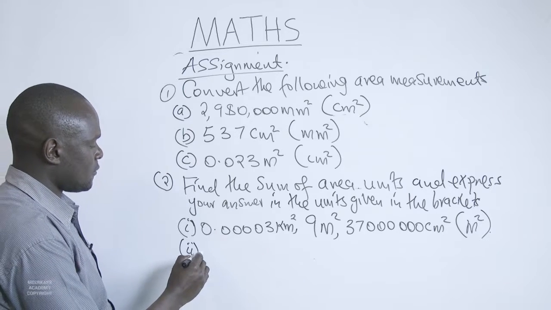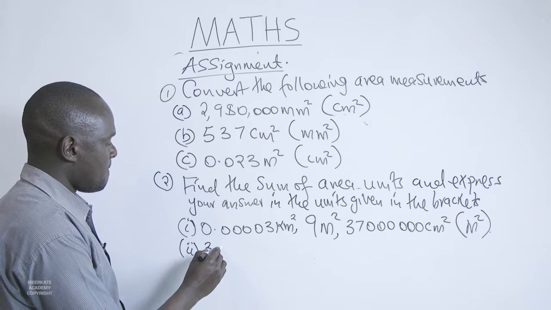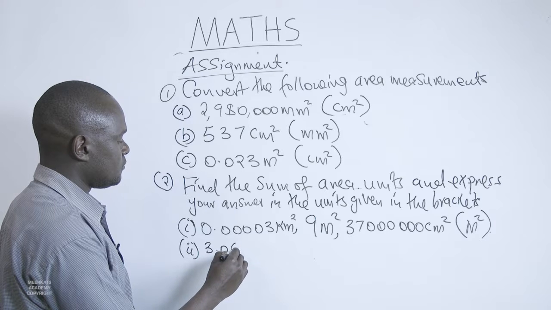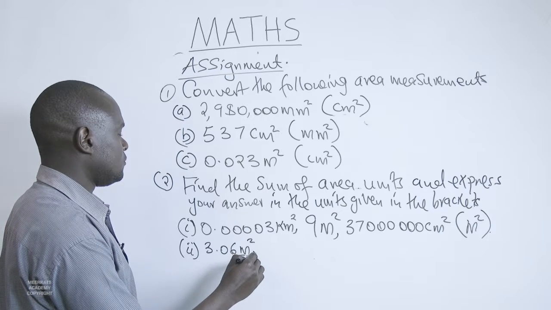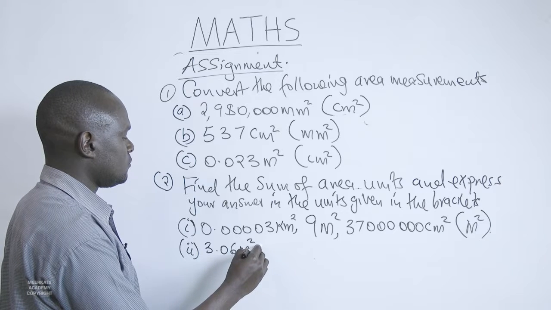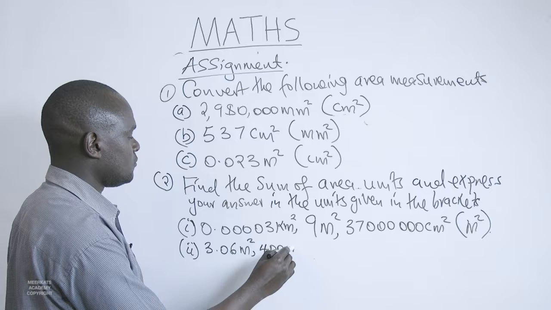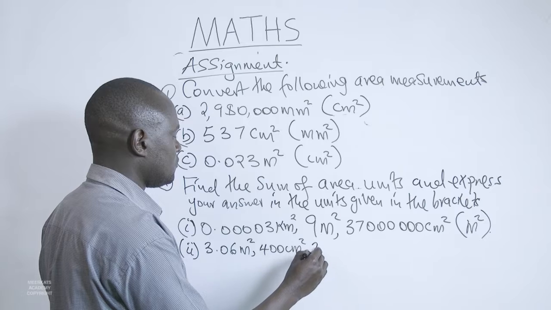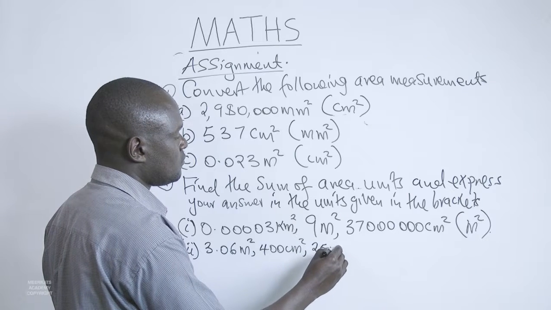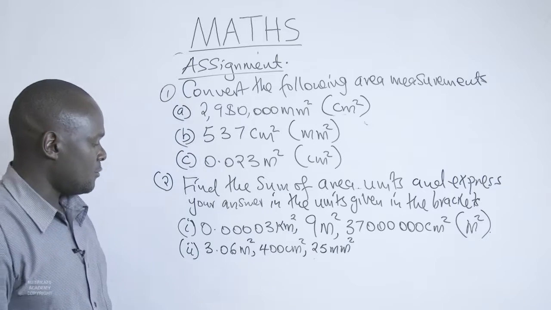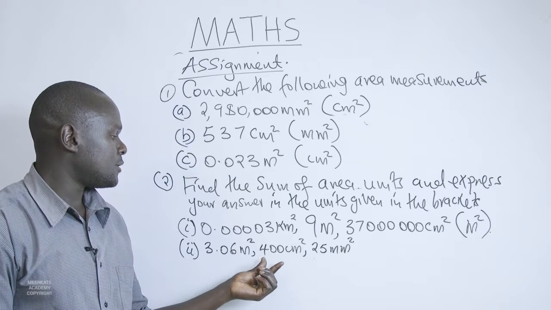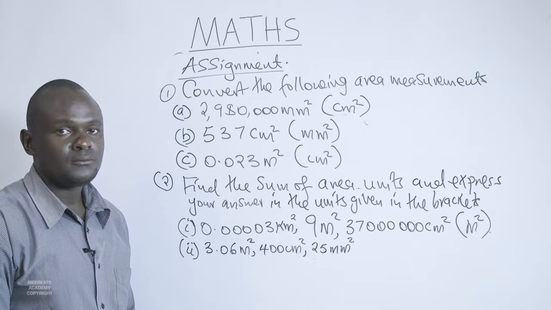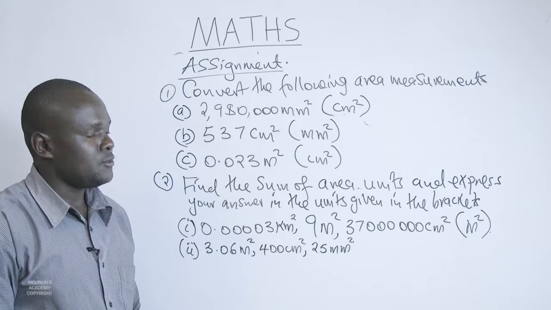Another one. You find the sum of 3.06 square meters, 400 square centimeters, and 25 square millimeters. This is your assignment.